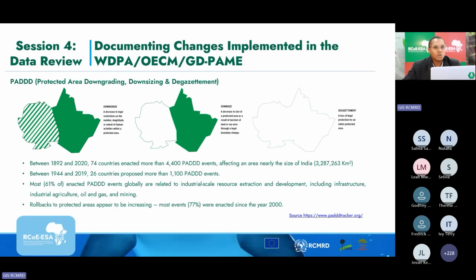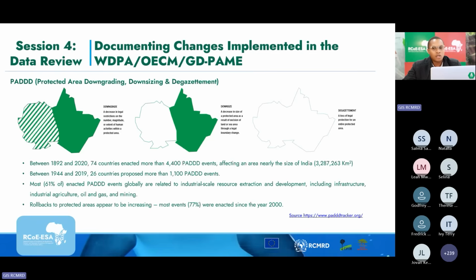Then we have downsizing. This is where we decrease the size of the protected area. And then we have degazettement. This is where we lose the legal protection of the entire protected area. For example, in terms of downgrading, we have a strict nature reserve, being the most protected area, and we downgrade that restriction from a strict nature reserve to something like a national park. That is what we are talking about with downgrading.